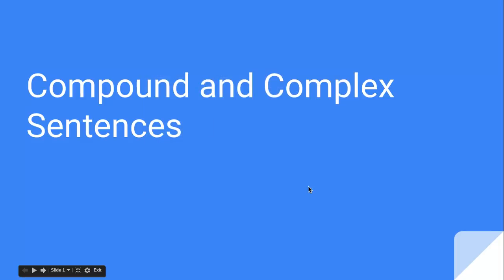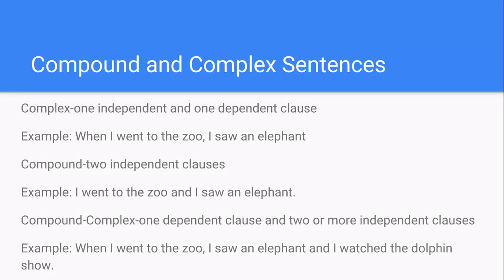Okay, today we're going to be talking about compound and complex sentences. A complex sentence has one independent and one dependent clause. So remember in our very first video, Run-On Sentences, we talked about what is an independent and a dependent clause. Just as a refresher, a dependent clause depends on the independent clause to make it a full sentence. So a dependent clause cannot stand on its own.